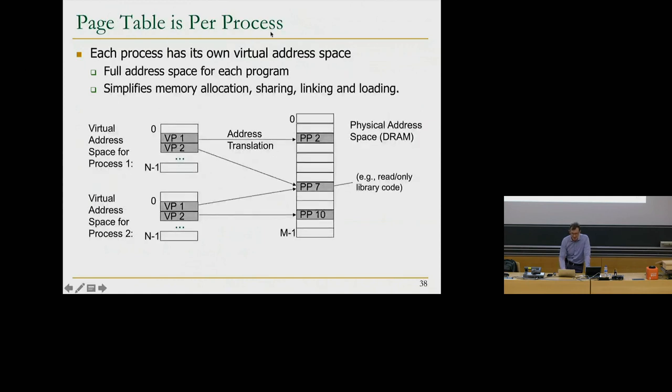Okay, so basically page tables per process. Each process has its own virtual address space. So this is process one.